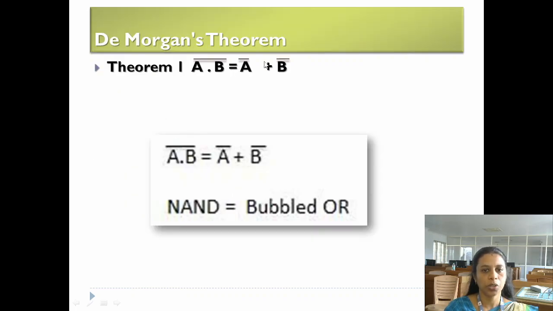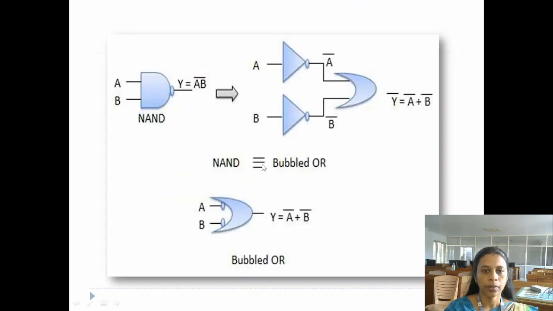So this is what is explained here. Theorem 1 of De Morgan's theorem is a dot b the whole bar is equal to a bar plus b bar. It is obtained from the concept that NAND is equal to bubbled OR gate. The Boolean expression of NAND is a dot b the whole bar, that is equal to the bubbled OR gate. Bubbled OR gate means inversion of the inputs, that is a bar plus b bar.